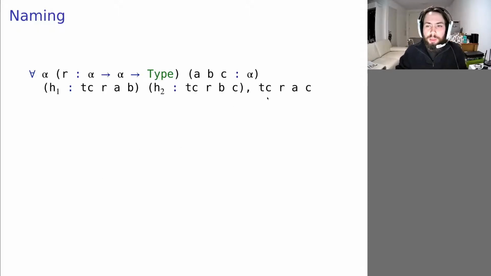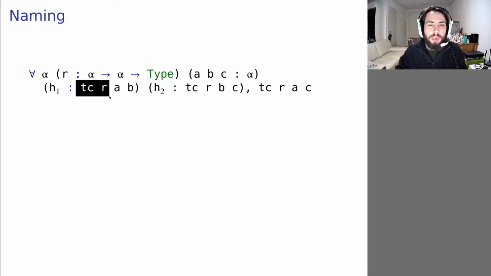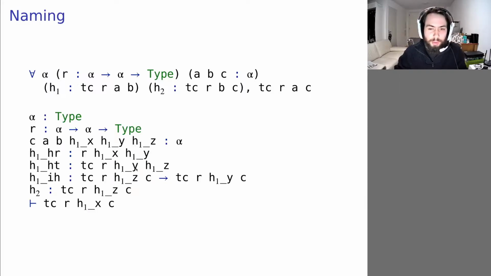So here's another lemma that we let our students prove. This is about the transitive closure of a relation. So R is an arbitrary relation. TCR is the transitive closure of this relation. And here we are proving that the transitive closure is in fact transitive. We do that by doing induction on this H1 hypothesis, and we get this goal, which I think you'll agree is a bit of a mouthful.